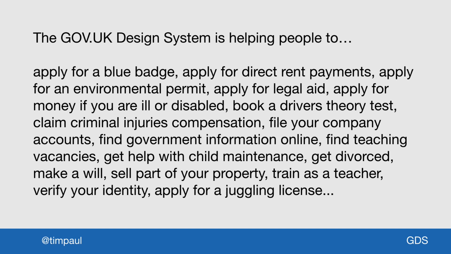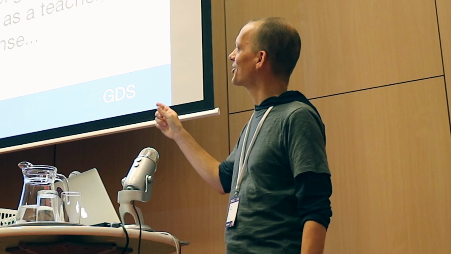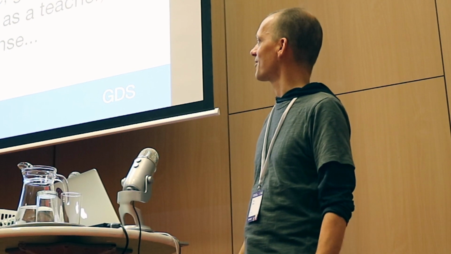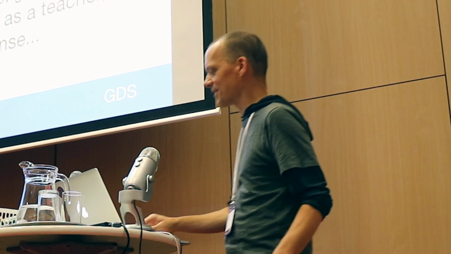So everything from applying for legal aid to booking your driving test to getting divorced. That last one isn't real. Applied for a juggling license. So we train people to use our prototype kit every month, and we get them to build a fake service. So consequently, GitHub is full of these juggling license prototypes. So they pop up every now and then.